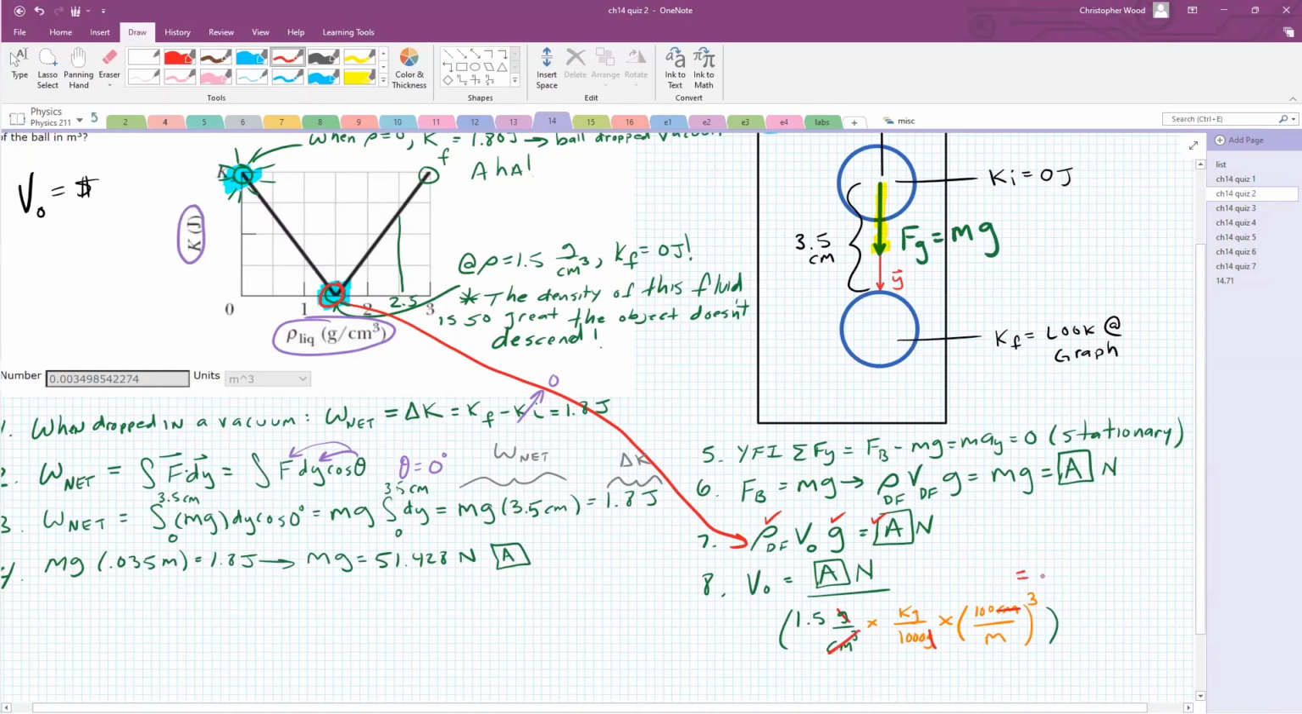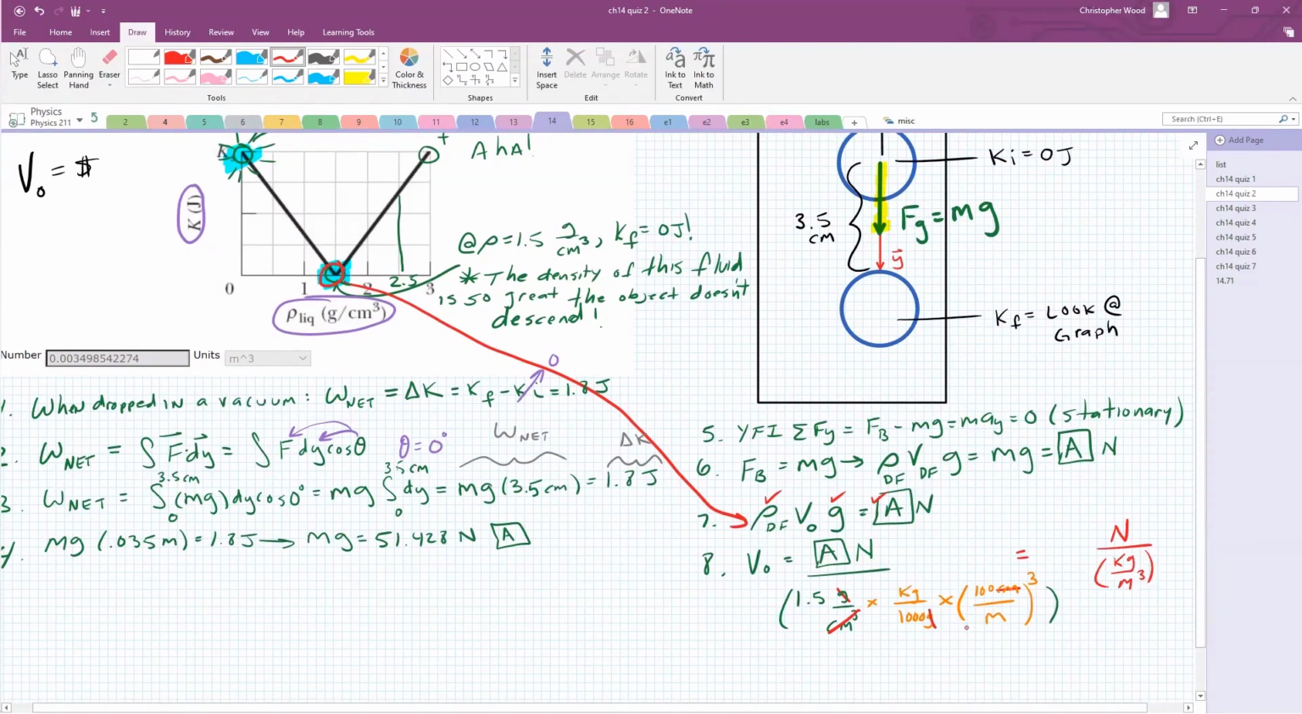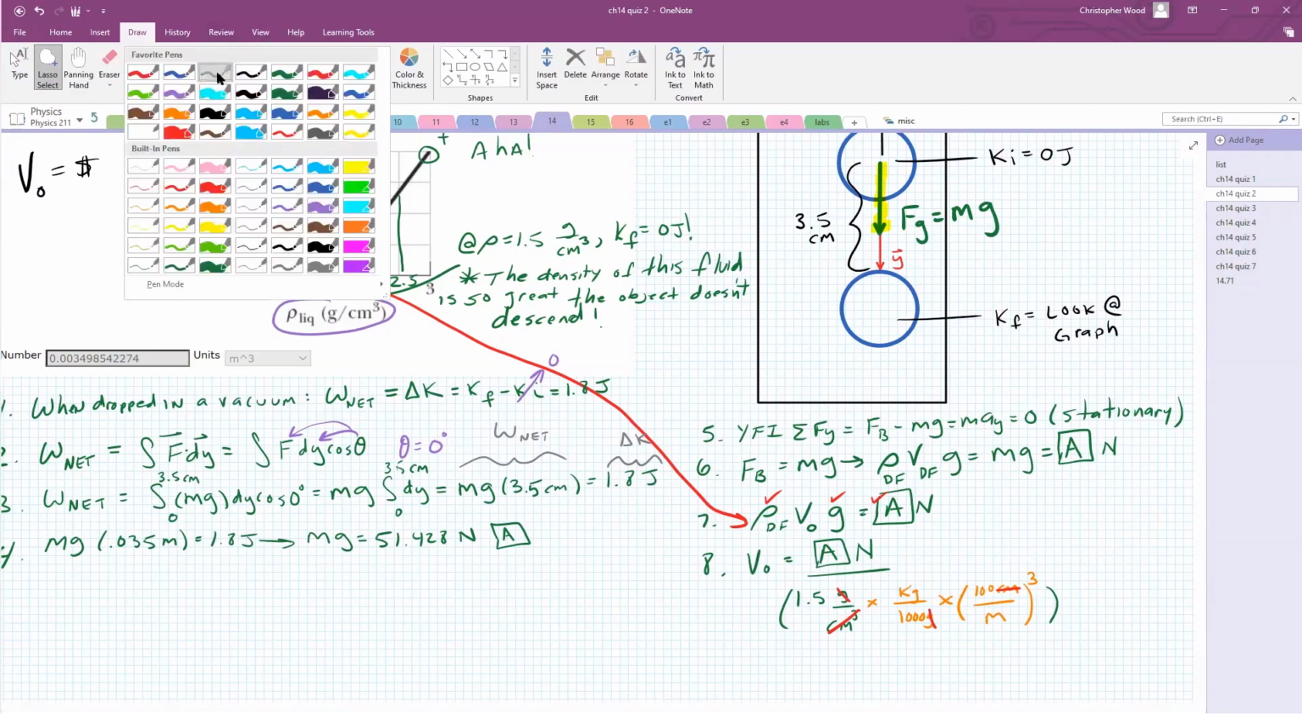So from a unit perspective, I have newtons in the numerator. In my denominator, I have kilograms per cubic meter. Okay. Oh, and I forgot G. So this is what dimensional analysis did for me. It alerted me that I forgot G. So 9.8 meters per second squared.